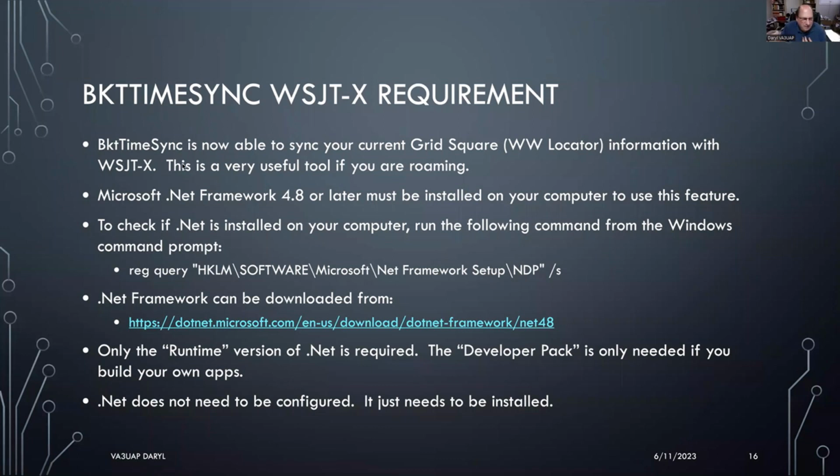Okay, so for BKT TimeSync, for use with WSJT-X, since this latest version of BKT TimeSync, it's now capable of transferring the location, the grid square location, to WSJT-X, which is a very nice feature if you're roaming. Otherwise, you would have to keep track of where you are and type in to WSJT-X your actual grid square. So this is gonna do it for you.